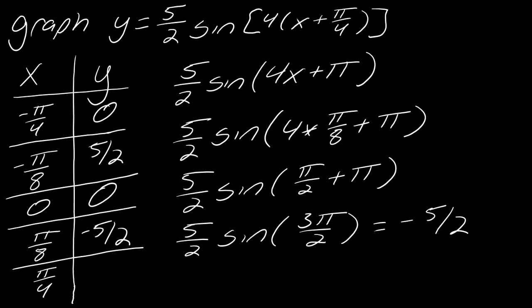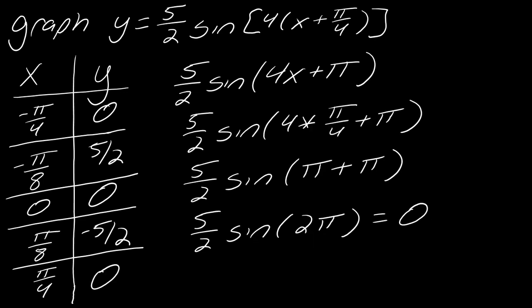And then what about pi over 4? I'll just flash the work up again. So let me clear some space and I'll show you the work. If I plug in pi over 4, you can pause the video to read the work if you want, but you'll ultimately get 5 over 2 times sine of 2 pi. Sine of 2 pi is just 0, so this whole thing equals 0. So these are the 5 points that I really just need to graph on my graphing software.